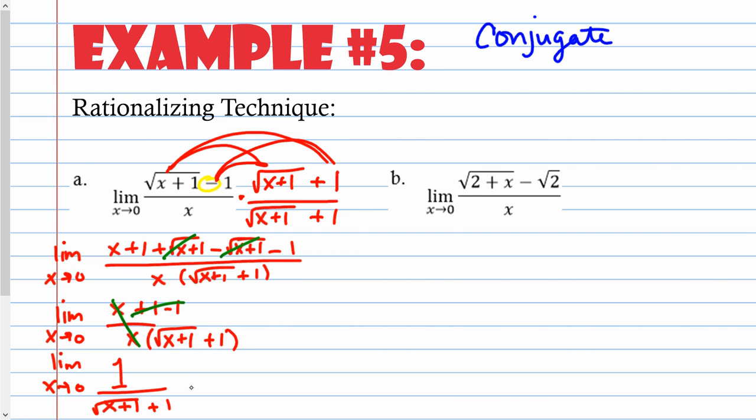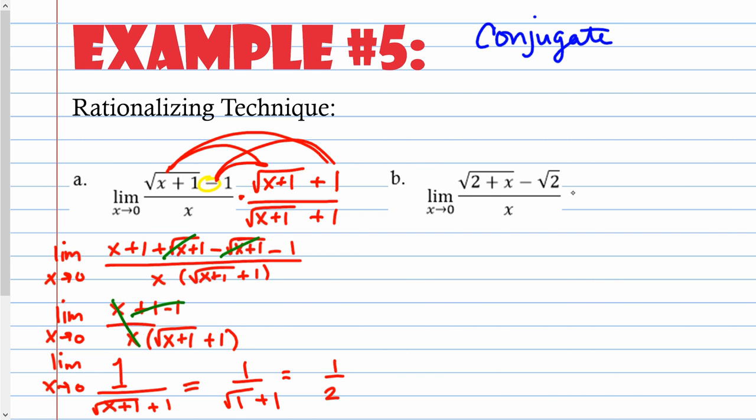Because now I have no problems plugging in the 0. I have 1 over the square root of 1 plus 1. I love 1. The number 1 rocks. Because the square root of 1 is 1. So 1 plus 1 is 2. And the limit as x approaches 0 is 1/2. Right, on to the next. B, same thing.